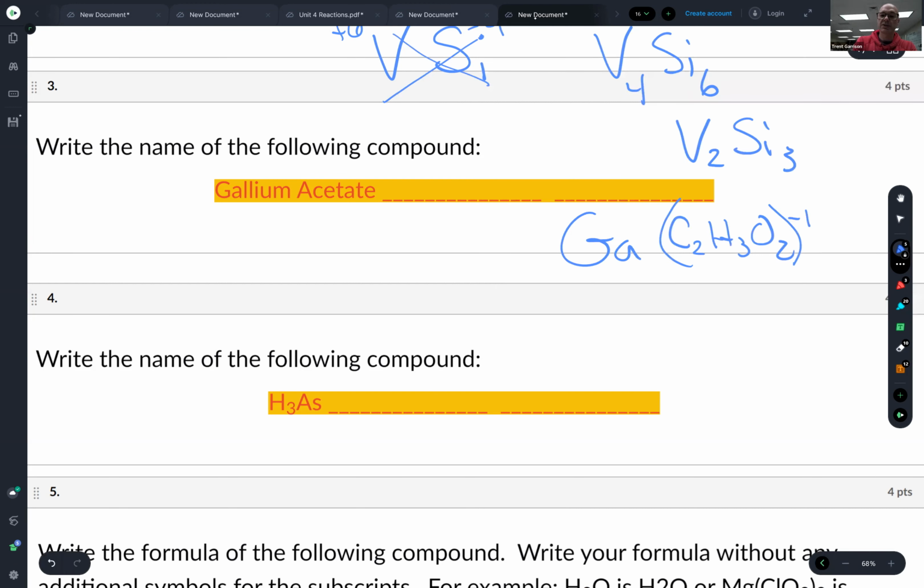I'll just put it right next to it. Those two charges are not equal and opposite. So I'm going to put the charges in there. I'm going to crisscross them down like I just don't care. And so I end up with Ga(C2H3O2)3. It must have parentheses, the one that is optional after that crisscross. Okay, moving on.